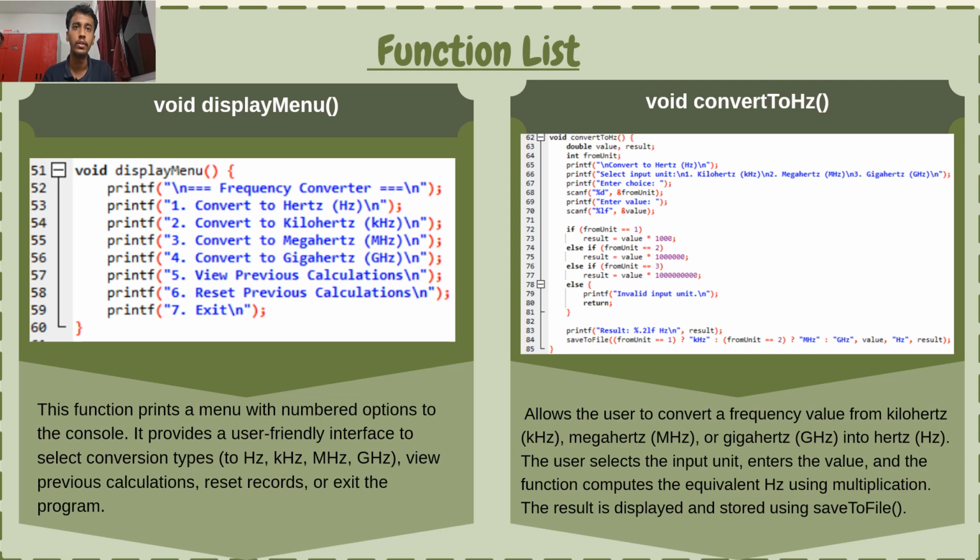On the right, we have the convert to hertz function. This code shows that it asks the user which unit they want to convert from, either kilohertz, megahertz or gigahertz, and also asks for the value. After getting the input, the program multiplies the value depending on the unit chosen and prints the final result in hertz. You can also see at the bottom of the function, it calls save to file to save the result in a text file for later.